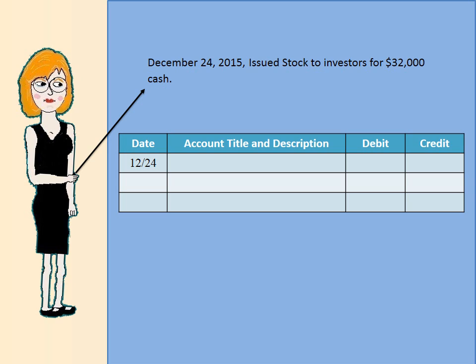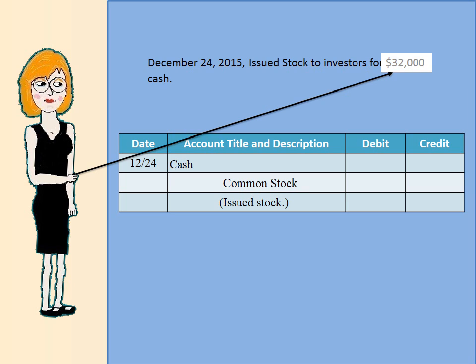What are we receiving? We're receiving cash from investors. So we're going to debit cash, which is an asset account and increases on the debit side. And we've issued stock, so we will credit common stock, which is a stockholders' equity account, and it increases on the credit side. The description is issued stock.